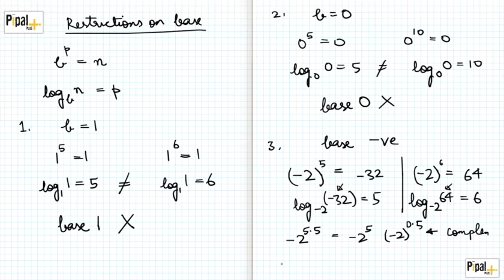The problem is compounded even further when I have things like minus 2 to the power 5.3, for example, right? So what is the power 0.3 of minus 2? Again, too many problems, so we will refrain from using a negative base also. So remember that there are certain restrictions placed on the bases that can be used for logs. You will not use base 1, you will not use base 0, you will not use a negative base either for logs.